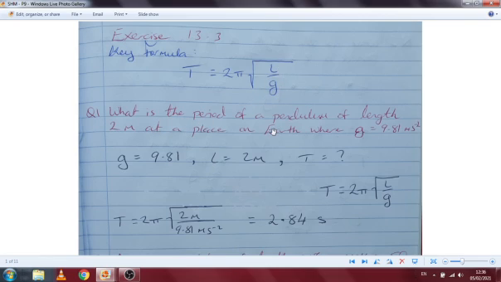So question 1, what is the period of a pendulum of length 2 meters at a place on Earth where gravity is equal to 9.81 meters per second squared? So again, as always, we'll identify our information. Gravity is 9.81 meters per second squared. The length is 2 meters, and we're asked to find the period T.